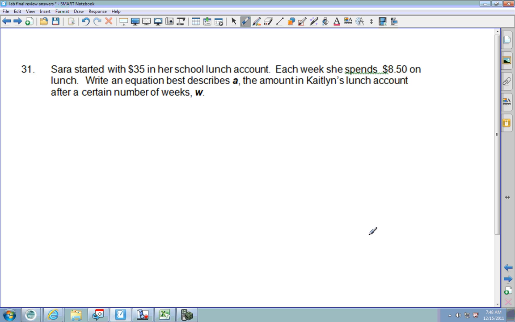The next one, Sarah started with $35 in her school lunch account. Each week she spends $8.50 on lunch. Write an equation that best describes A, the amount in her lunch account after a certain number of weeks. Okay, she starts with $35 in her account. And then she spends $8.50 on lunch. Oh, each week, sorry, I was missing that. Each week she spends $8.50. So I'm going to subtract $8.50 times the number of weeks. And that will always tell you how much is in her account.